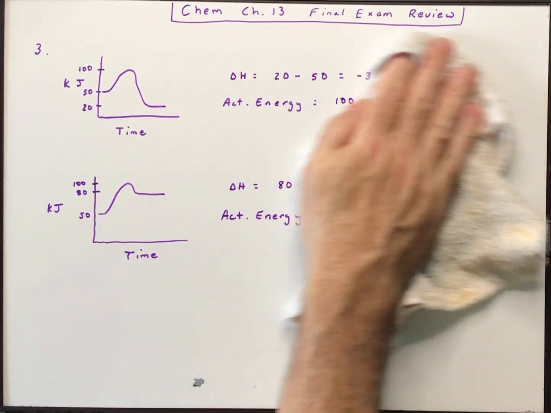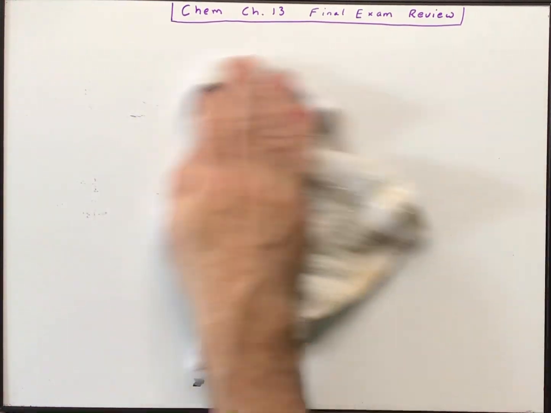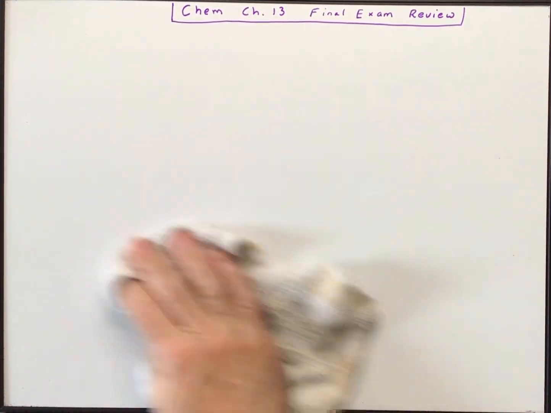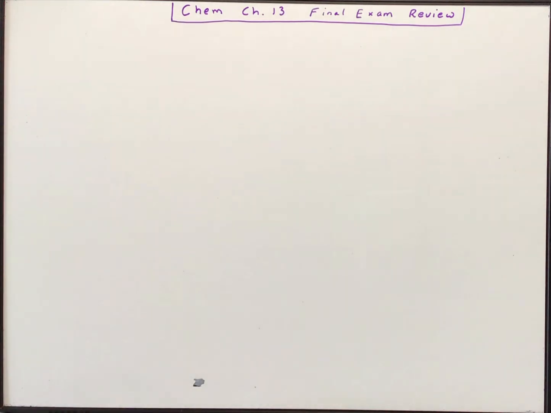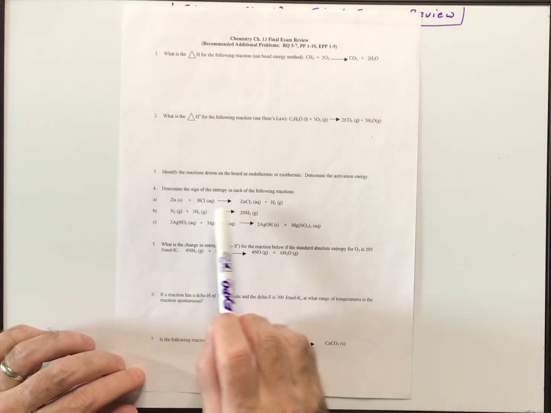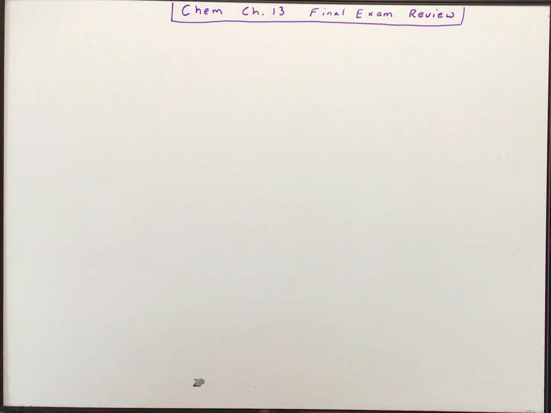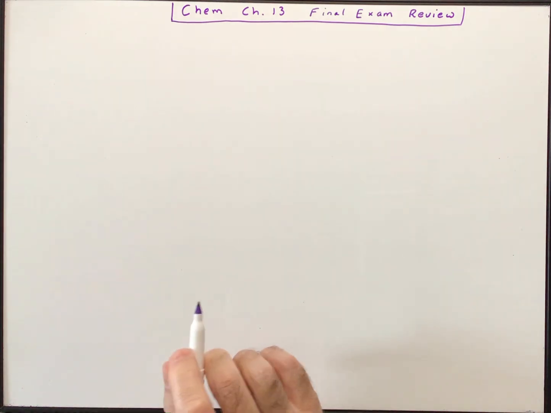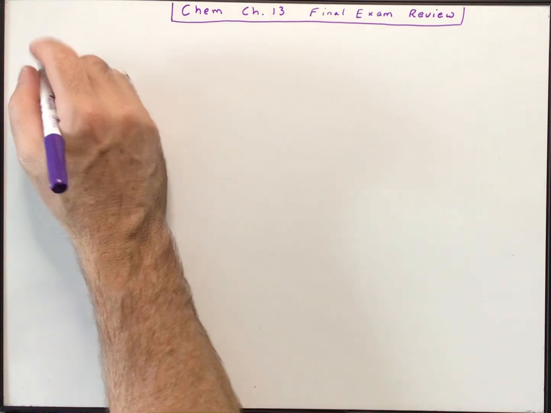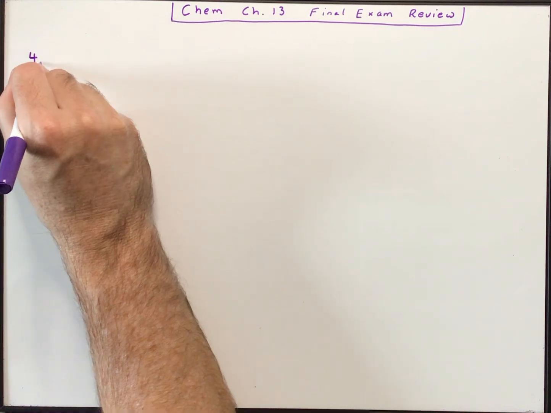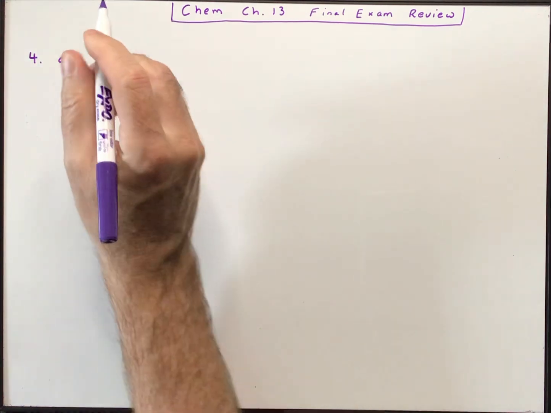You'll probably have to draw or at least interpret some energy diagrams on the final exam. So number 4 says determine the sign of the entropy in each of the following reactions. So just to remind you, we're going to do the right side minus the left side on the reaction. Gases have the most entropy. Solids have the least entropy.